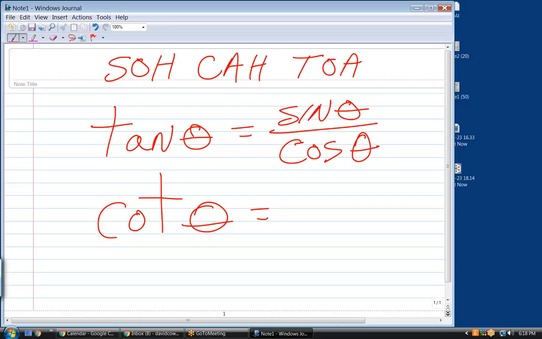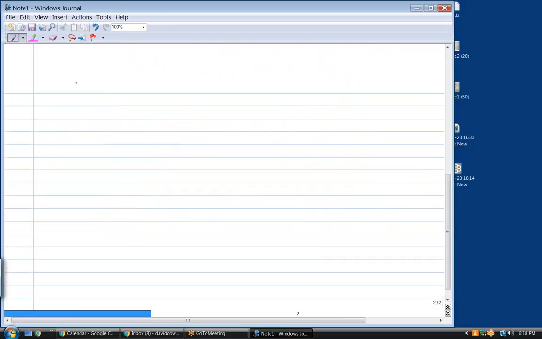So what's cotangent theta? If tangent theta is sine theta over cosine, what's cotangent theta? Cosine theta over sine theta. Yeah. So in other words, you only have to remember that one. You can always figure out the second one. Just like you only have to remember the 3 reciprocal relationships, and you can figure out the other 3. Okay, there's 3 more things you have to memorize.